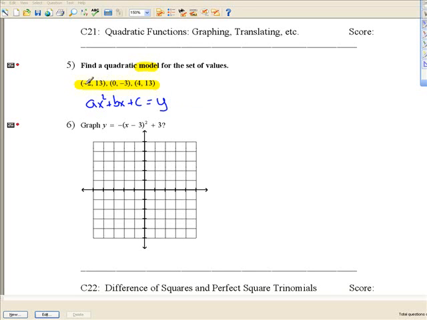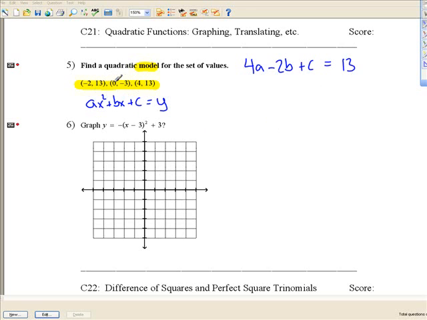Using this information, we can just substitute the values for x and y into the equation 3 different times and create a system that we can solve using our calculator. So putting negative 2 in for x, we get negative 2 squared is 4. That gives me 4a. Putting negative 2 in for x gives me negative 2 times b is negative 2b. The c is there, and y is 13 for the first point. So all we've done is put negative 2 into all the x's here and 13 into the y and written the equation. Now we're going to do the same thing with the next point.